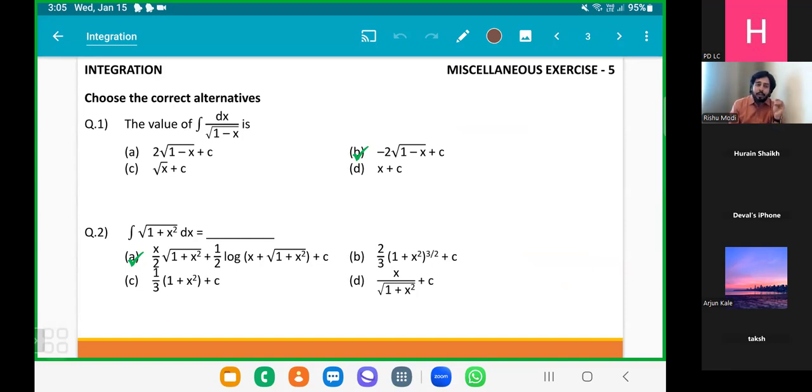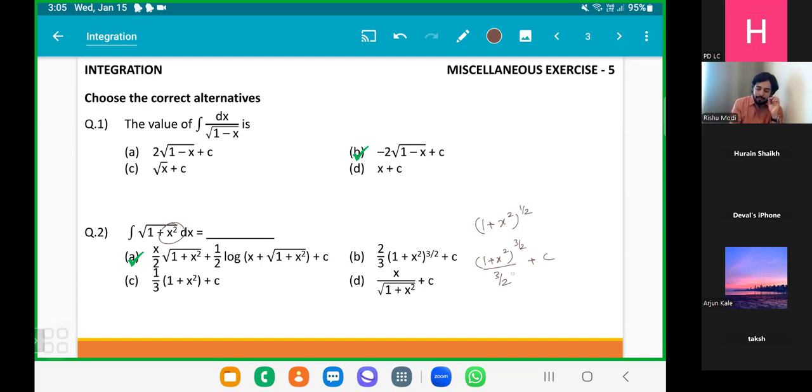Sir, can we use the chain rule in the second one? For example, can we write 1 plus x square raised to half, and then apply something like half plus 1 upon 1? No. The rule of integration says that the chain rule is applicable only when the degree of x is 1, meaning x should have power 1 only. If it is x square, I cannot apply the chain rule.